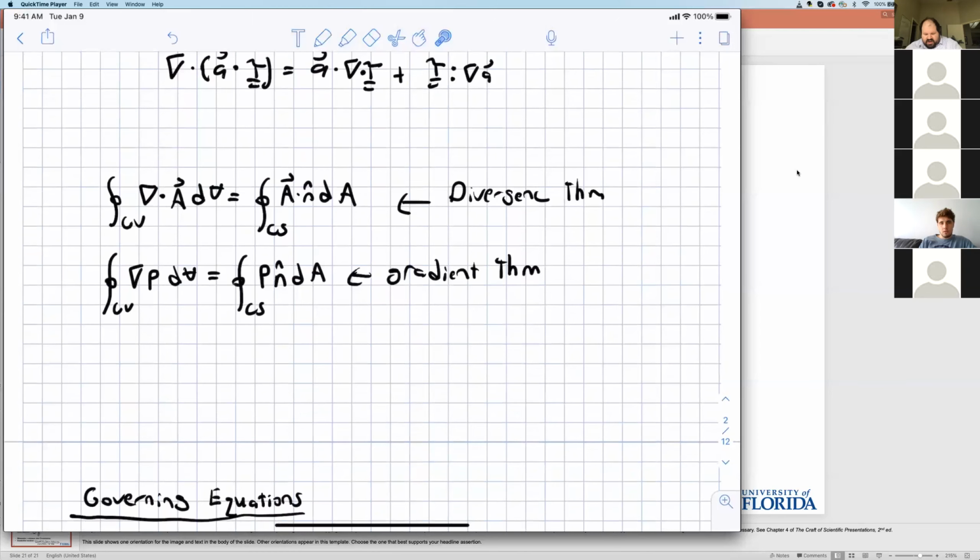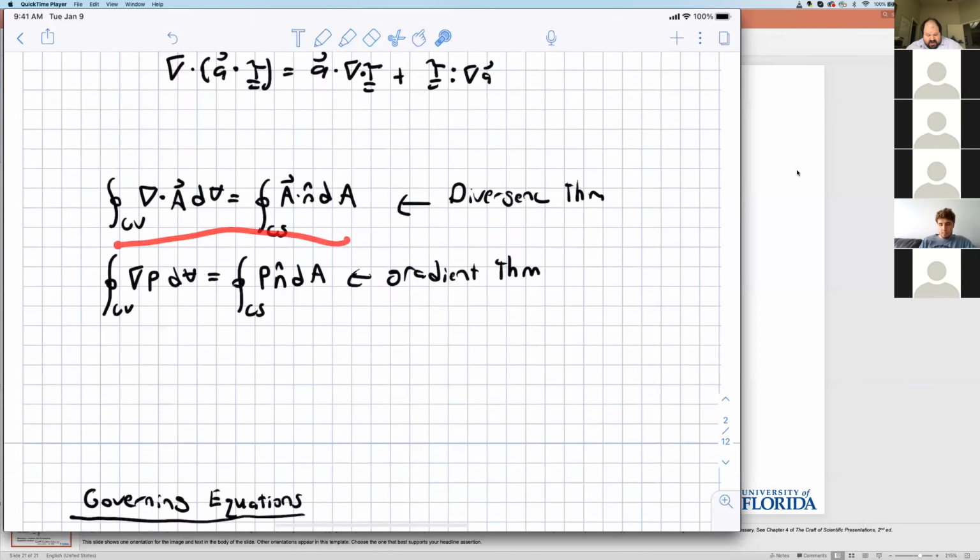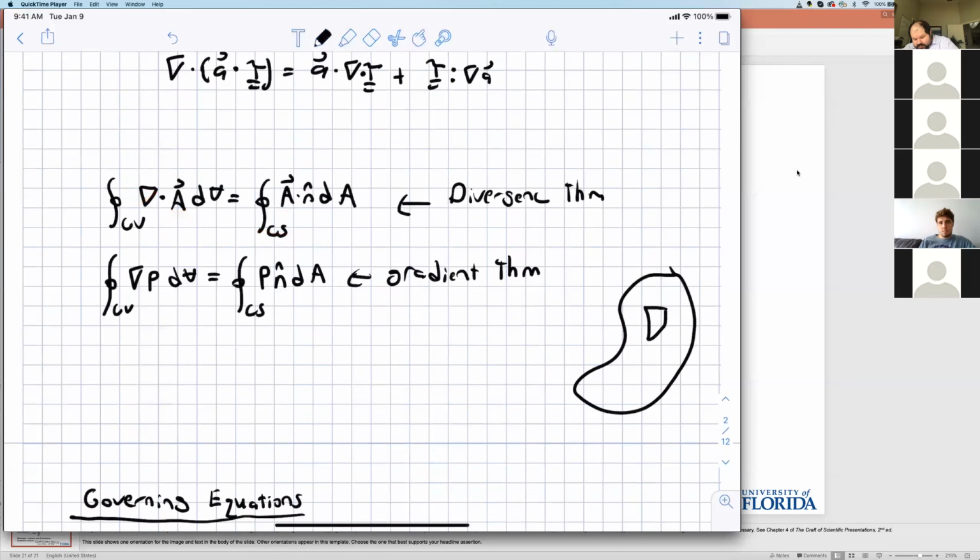Okay, and then also recall there is the Gauss divergence theorem right here, and that is that the volume integral of the divergence of a vector is equal to the surface integral of that vector dotted with the surface normal on the surface of your object. And then there's the equivalent gradient theorem where the volume integral of grad P is equal to the surface integral of P n hat dA. It's just a special version of the Gauss divergence theorem.